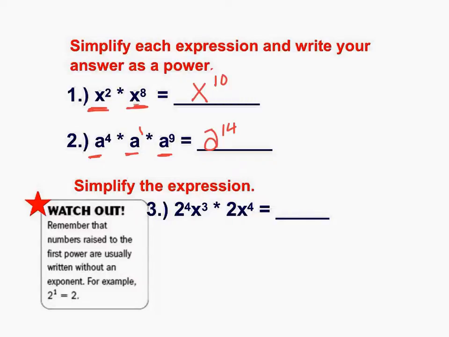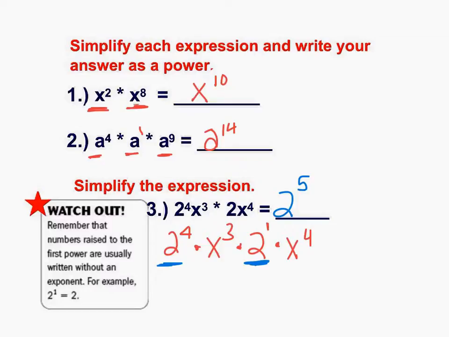Now, take a look at number 3. Let's break that down a little bit further. It's 2 to the fourth times x to the third, right? Number next to a letter communicates multiplication, times 2 to the first, remember there's that understood exponent of 1 there, times x to the fourth. Now the rule says that we can add exponents if the bases are the same. So let's consider we have a base of 2 and another base of 2. If we add those exponents together, we get 2 to the 5th power. 4 plus 1 gives us 5.